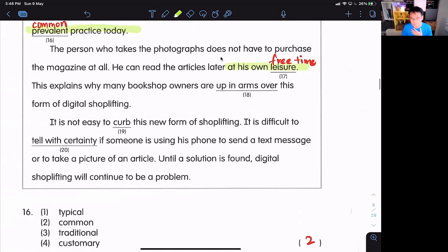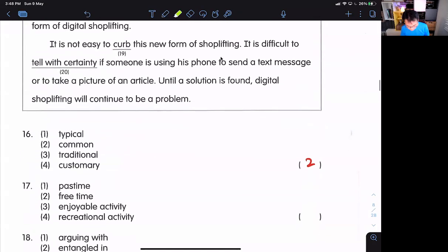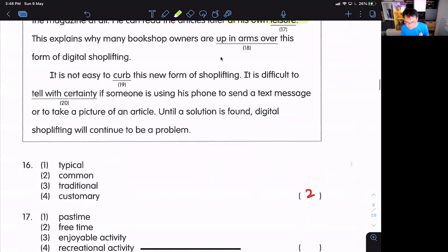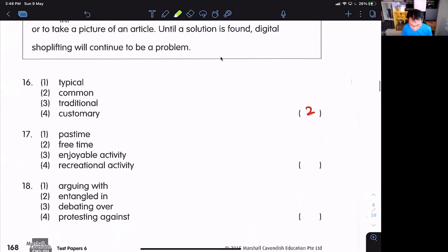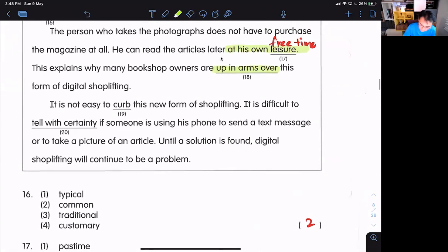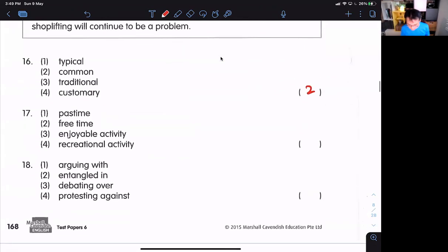Next one, this explains why many bookshop owners are up in arms, right? Up in arms, right? They are extremely angry about, right? They are upset about it, and therefore they are protesting against, okay? So they're up in arms, meaning they're protesting against. So again, I want to make a habit of writing the word in the sentence and reading the sentence so that it makes sense. So this explains why many bookshop owners are protesting against this form of digital shoplifting, right? So I'm sorry, I didn't write the answer earlier. Free time and protesting against, okay?